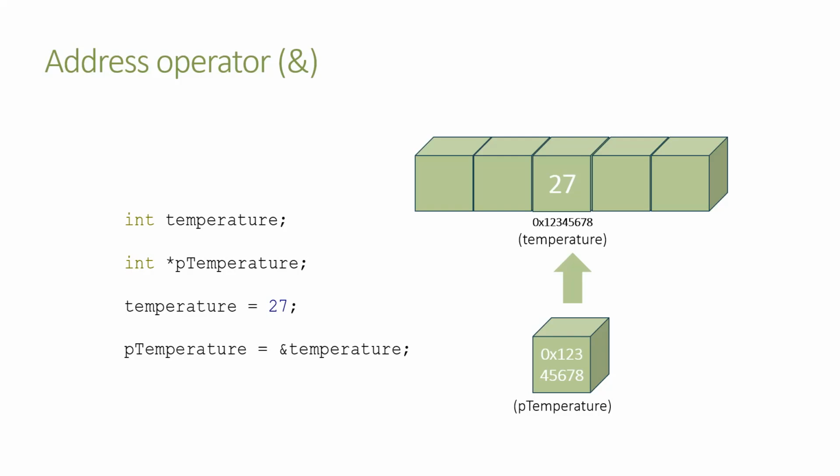Then we move on to the third part. We just set temperature to 27. Simple stuff. But here's where it gets interesting. In the last part, we use our ampersand trick to get the address of temperature. And we store that in pTemperature. So, if temperature lives at an address like 12345678, pTemperature is now holding on to that address. It's like saying, hey, you want to find temperature? Here's the map.